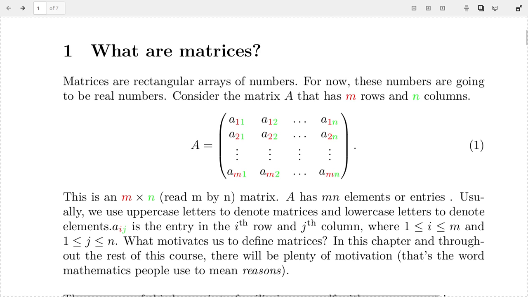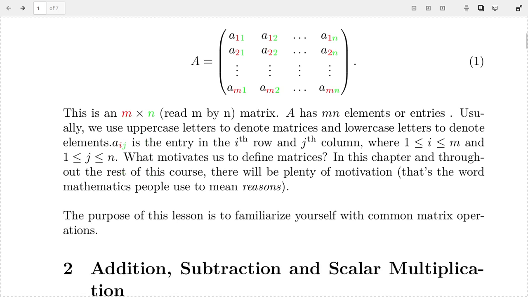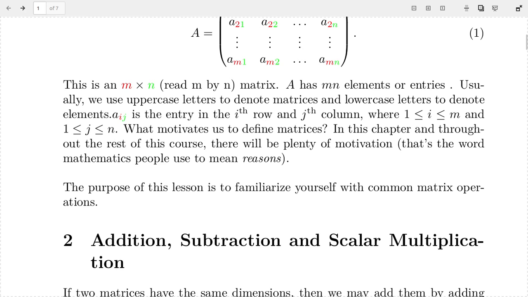A22 is the element in the second row and second column. A12 is the element in the first row and second column, and so on and so forth. So A is an m by n matrix. Therefore A has mn elements or entries.